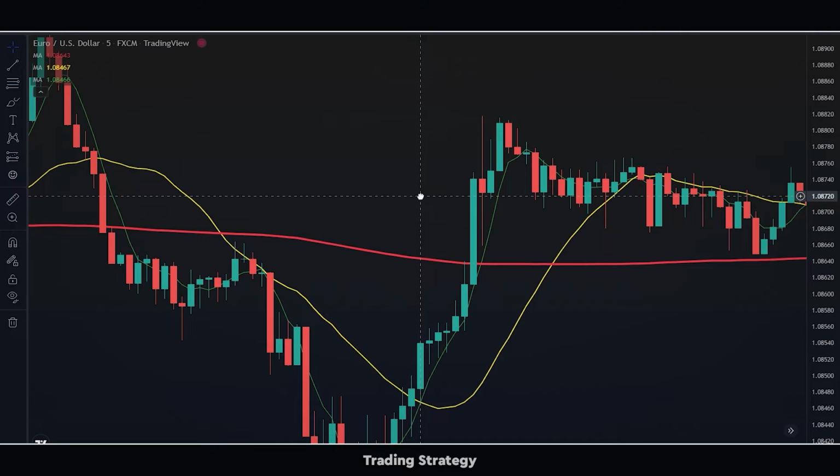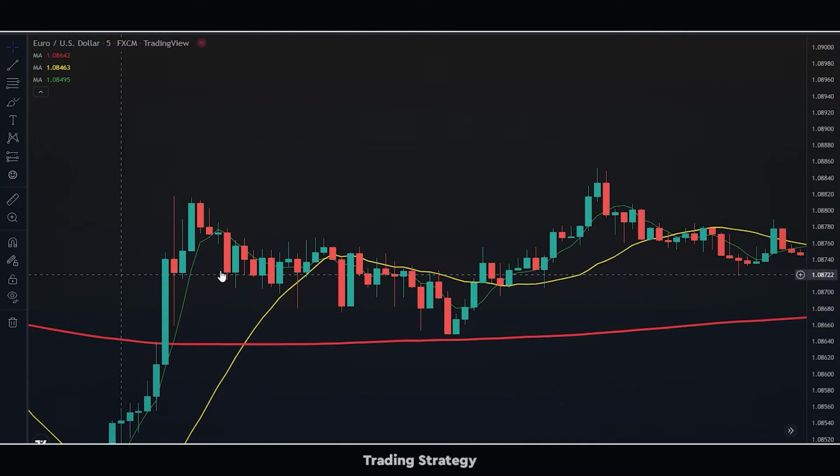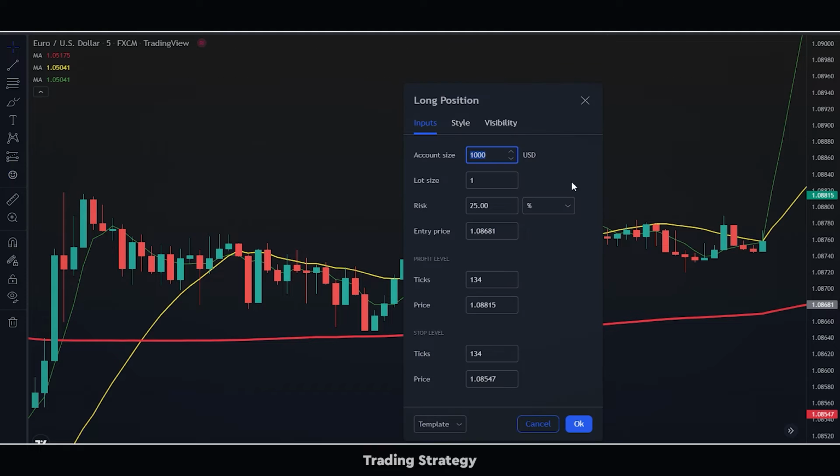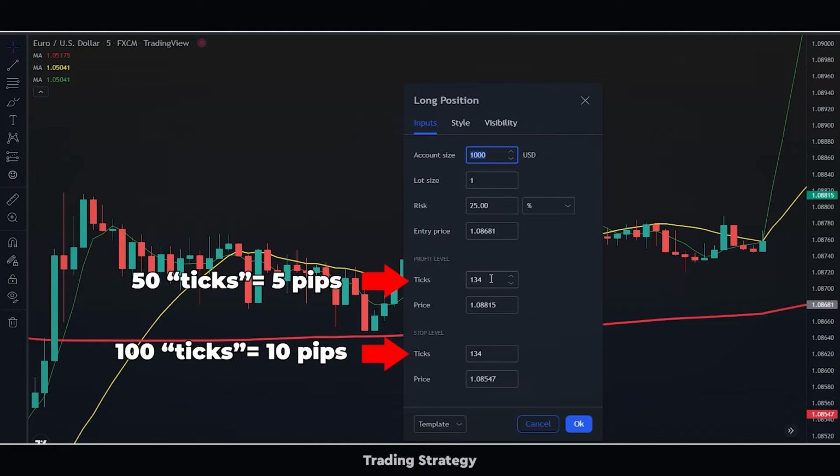We will put the stop loss at 10 pips, and the take profit, we will put it when we have gained 5 pips. If you don't know what the pips are, simply select the Trading View Risk-Benefit tool and in the settings, where it says ticks, put 150.